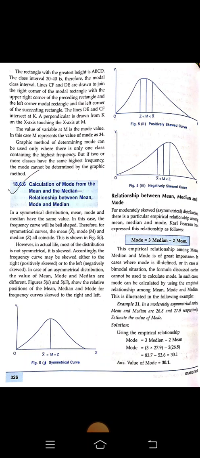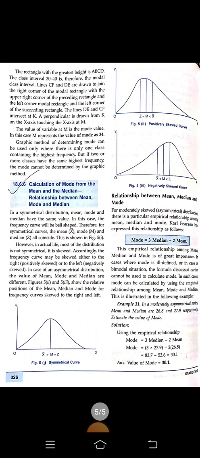The following formula is used to calculate the modal value: Z is equal to L1 plus (F1 minus F0) divided by (2F1 minus F0 minus F2), into C. Applying this formula, we get the answer.